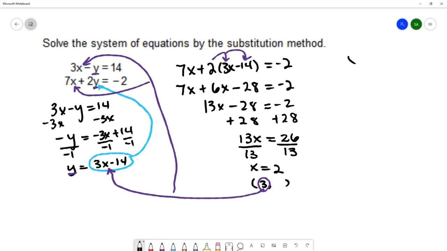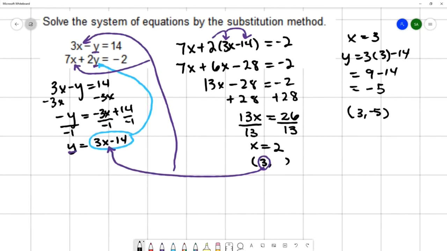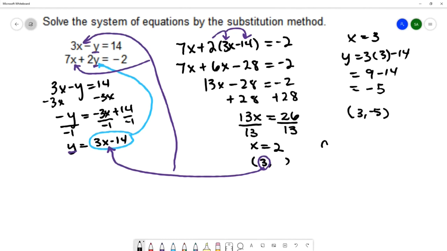So if x is equal to 3, y is equal to 3 times 3 minus 14. 9 minus 14 would give me a -5. So the ordered pair 3, -5 is a solution to that system. And we found it using substitution. Now, one final thing you can do here is to check your work. This is an optional step, but it's very good for making sure that you haven't made any simple arithmetic mistakes. And you're going to check this ordered pair in each of the equations.